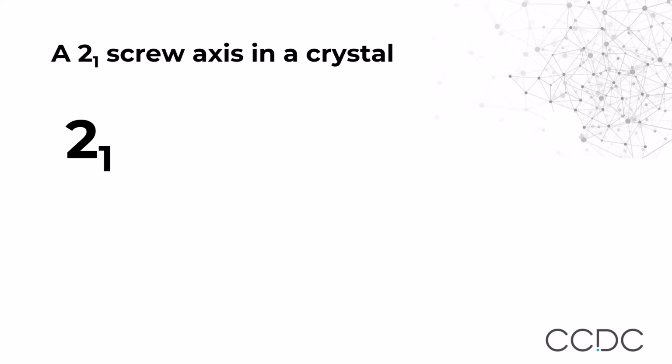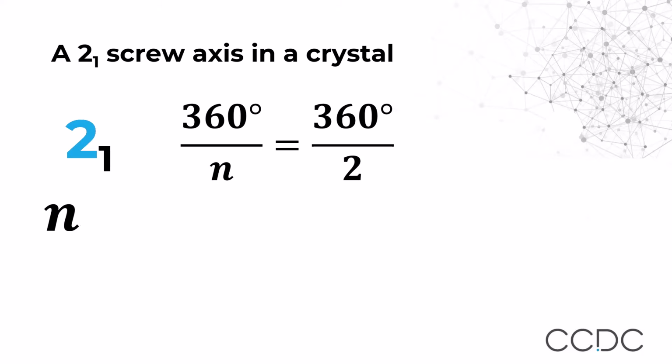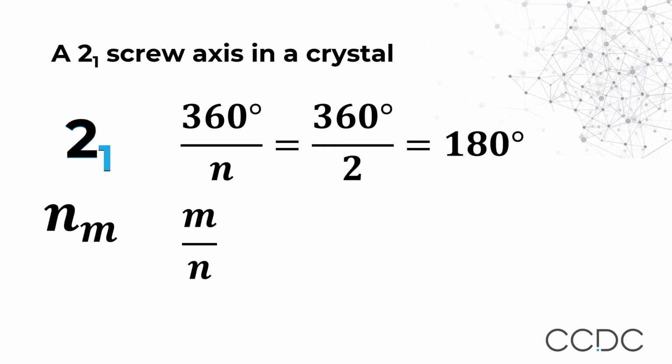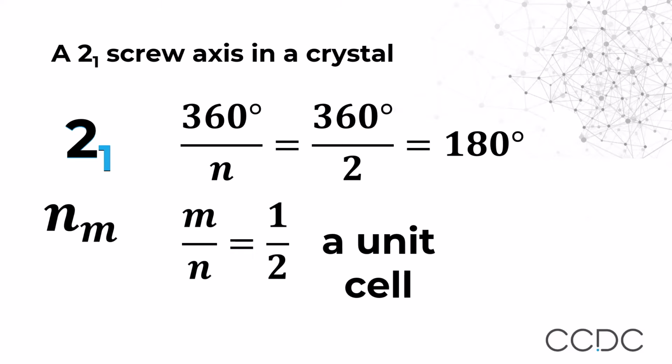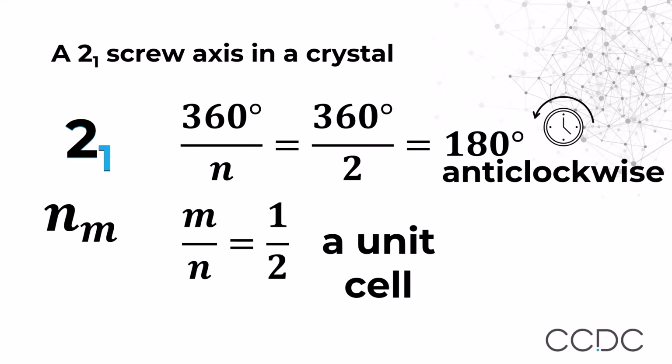So what does this symbol mean? The larger number, n, in this case the 2, refers to it being a rotation of 360 degrees over n, in this instance 180 degrees. The smaller number, let's call it m, refers to the distance the molecule is translated. Following a rotation, a translation of m over n unit cells occurs in a direction parallel to the rotation axis. In this example, this is a translation of 1/2, or half a unit cell. This will become clearer when considering some examples. Another convention is that the rotation is always anti-clockwise when viewed down the screw axis.